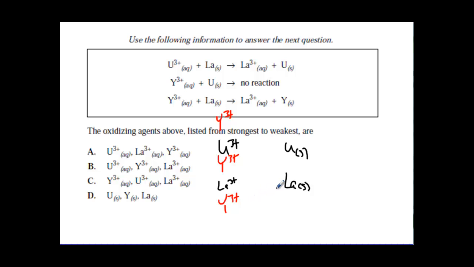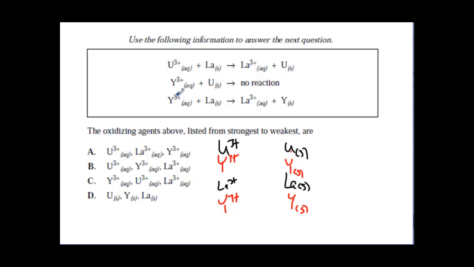And there's one location that doesn't fit for sure. If it says there's no reaction, I can't have this guy being above that guy. I can't have this guy being stronger than that one. So this top one is out. Unfortunately, I don't actually know which of these 2 places the Y3 plus is going to be, because both of them go uphill to U solid. So I'm just going to leave them there, and I'm going to figure out which one is the correct one in my last step.